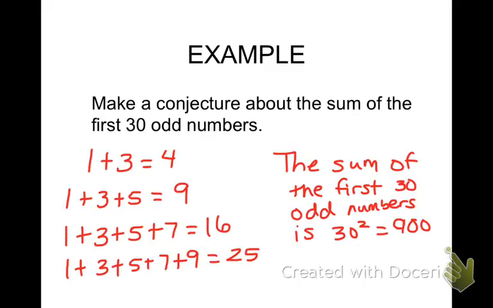Okay. So that would be our conjecture. We just made a statement about looking at a pattern. We looked at a pattern to figure out what it would be for the first 30. Okay? All right, flip on to the back.